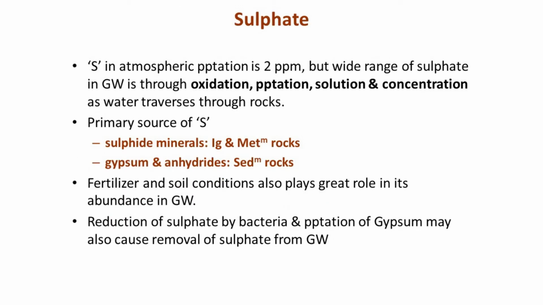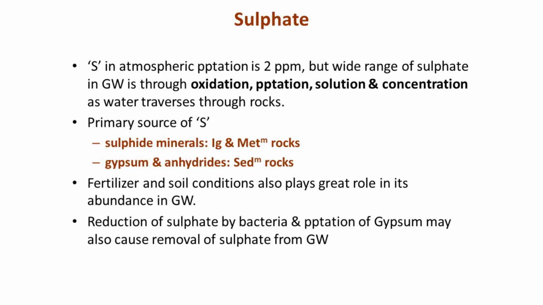Another parameter is sulphate in groundwater. We all know that sulfur in atmospheric precipitation is about 2 ppm only. But the wide range in sulphate content in groundwater is through the oxidation process, precipitation, solution and concentration as water traverses through different types of rocks.